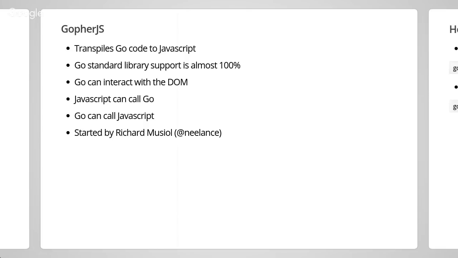Go can interact with the DOM. JavaScript can call Go code, and Go code can call JavaScript. So you have interoperability. So this sounds pretty nice. It was started by Richard Musial, Nylance on GitHub, and we will come to him later a little bit. But of course, it's an open source project. Everybody can contribute, and a lot of people have.